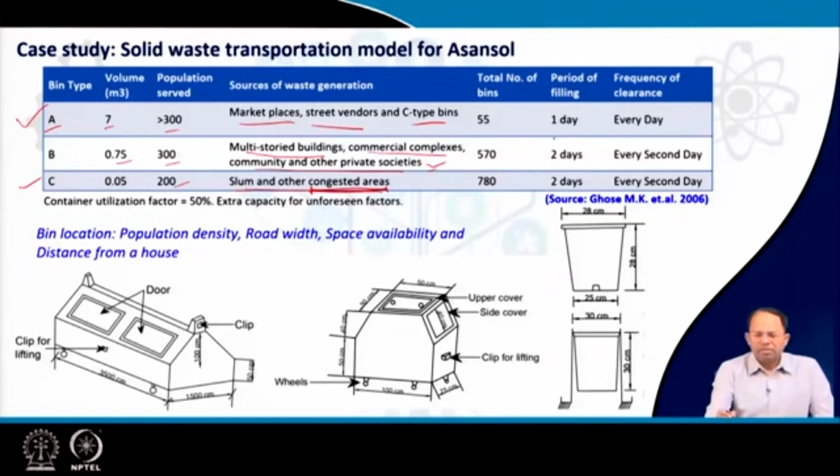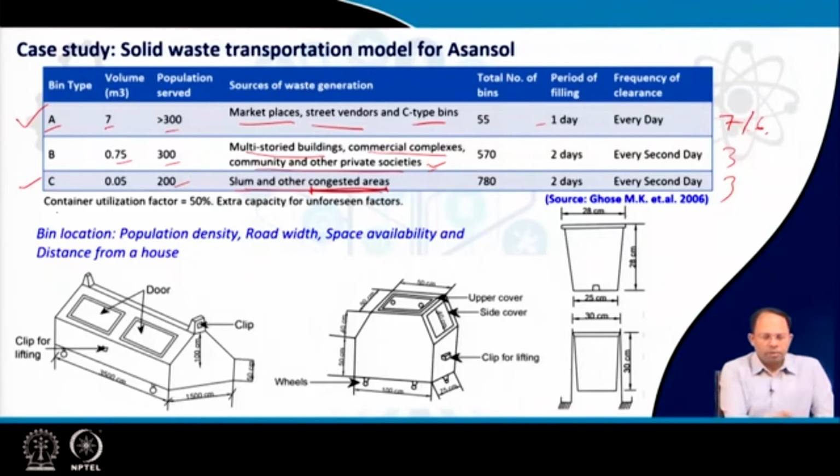So the frequency of cleaning for the A-type bin is daily, whereas the frequency of cleaning for the other two kinds of bin is every 2 days. So that means around 3 times per week, whereas this is done 7 days or 6 days per week.